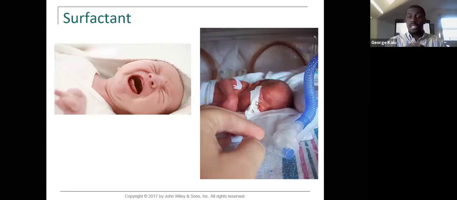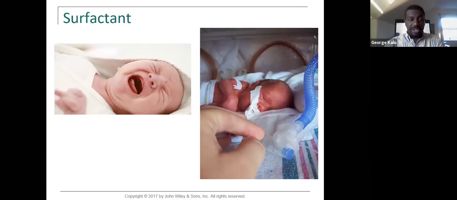And so they'll need to be on a ventilator in order to help them breathe and cause their lungs to expand in order to allow oxygen into their system. Okay. So surfactant, like I said, just helps to keep your alveoli open. The more open they are, the more they're able to deliver oxygen into your pulmonary capillaries and oxygenate your blood.